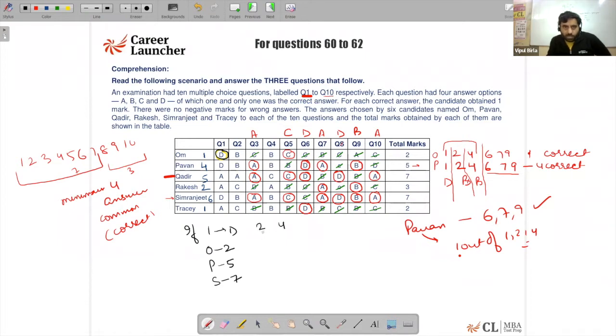the correct answer will be, because now Kadir has to have both correct, because Kadir in total has 7. So for second and fourth, the correct answer has to be A and C. So this I'm taking as the case. If first is D, then second and fourth have to be A and C. Now, if second is A and fourth is C, Kadir will have 7, right?